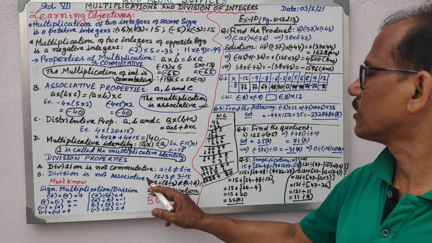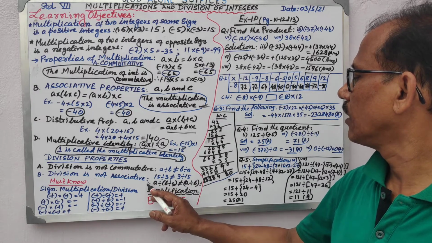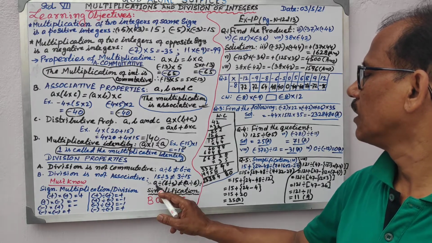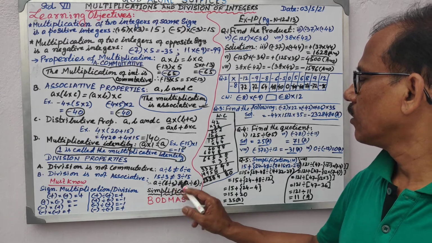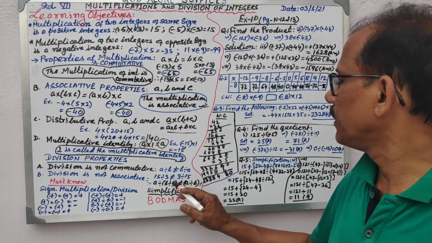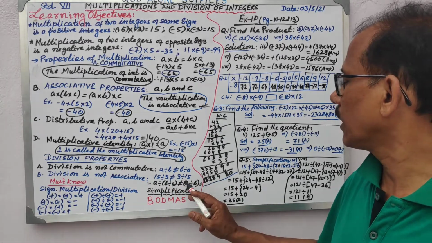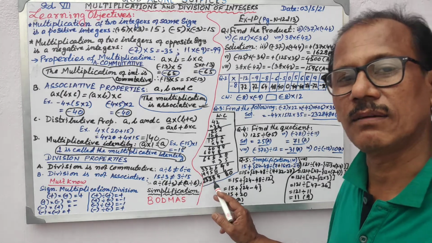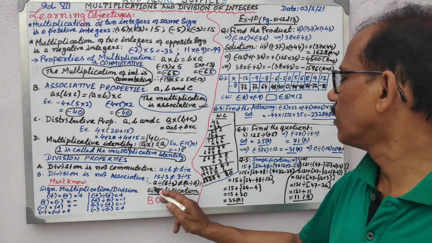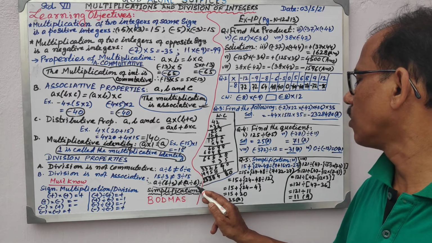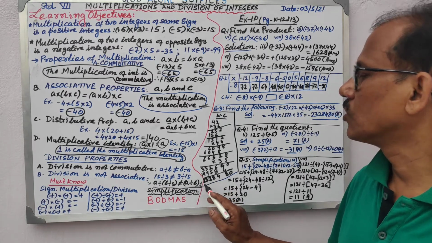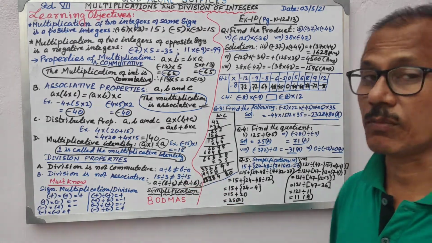No, for three integers, the associative property is this only. For three integers A, B, C, A divided by B within bracket B divided by C will never be equal to A divided by B within bracket divided by C. I hope you have understood this. You try with any integers, it will not be equal. So these all are the division properties.